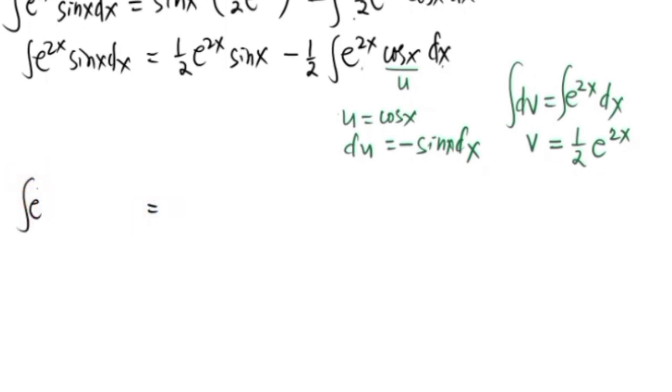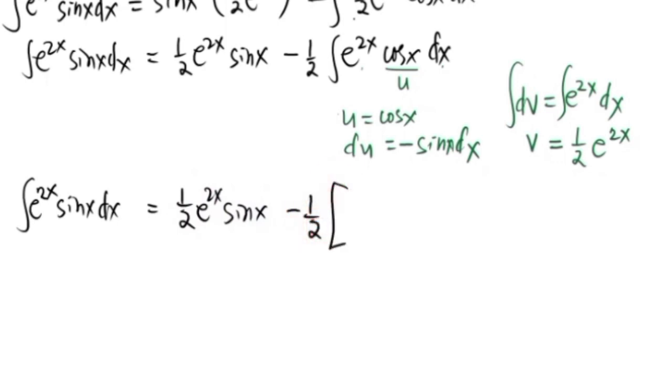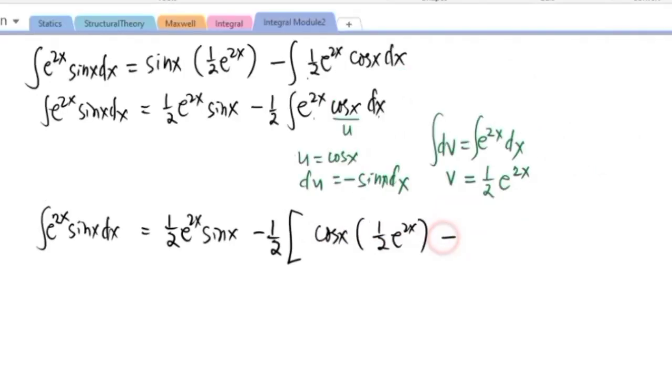So we would have the integral of e to the 2x sine x dx is equal to 1/2 e to the 2x sine x minus 1/2 multiplied by uv. Your u is cosine x, and the v is 1/2 e to the 2x. Minus the integral of v du, so that's 1/2 e to the 2x, and your du is negative sine x dx.